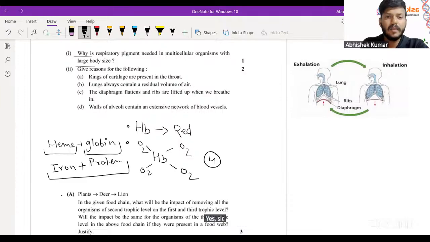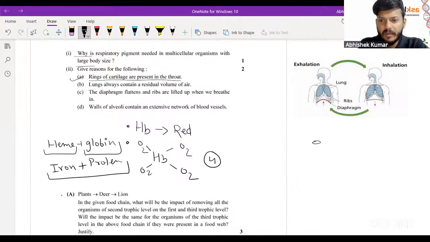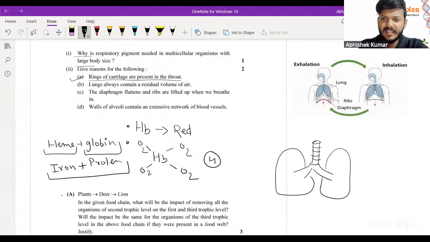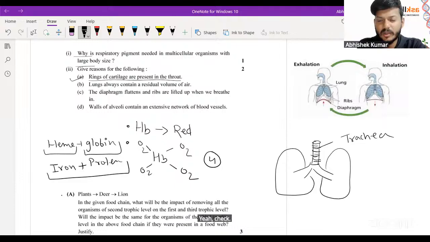The next part of this question is that you have to give the reason. Rings of cartilage are present in the thorax. Let me draw the diagram of the thorax. This is the area, what is the name of this area? Trachea. Yeah, trachea. So here also the cartilaginous rings are present.